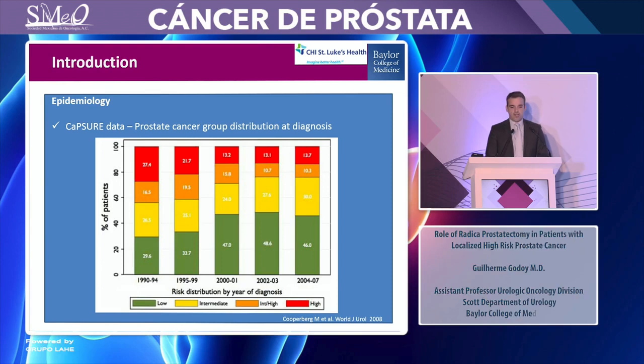at diagnosis. And as you can see, over time, there's been a trend of stage migration due to PSA use. And on the bars located on the right side, you can see the red color and the orange color highlighting that the incidence of high-risk tumors goes from 13 up to 23%.